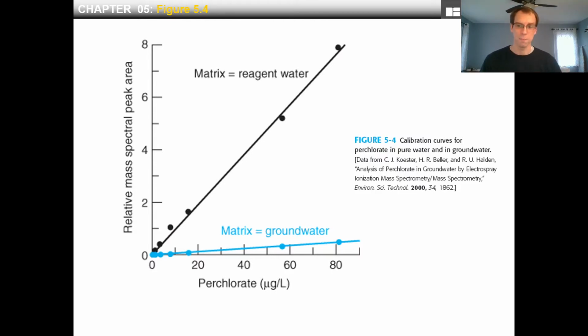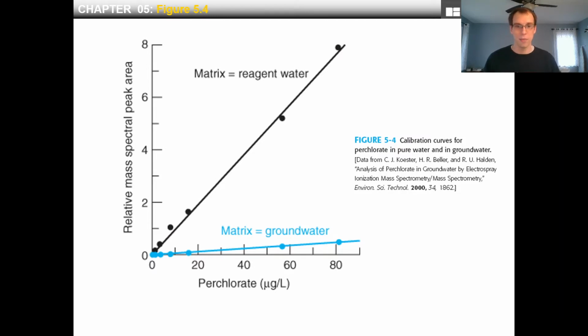Now, what's happening here is that the matrix, meaning what's present around your analyte, the other things in your sample besides just your analyte, is affecting the measurement. And so we can see a very clear matrix effect in this example. If we prepare reagent water perchlorate samples and do a calibration curve, it's not going to match up with what we'll measure from the groundwater because of the interference of the matrix in the measurement.